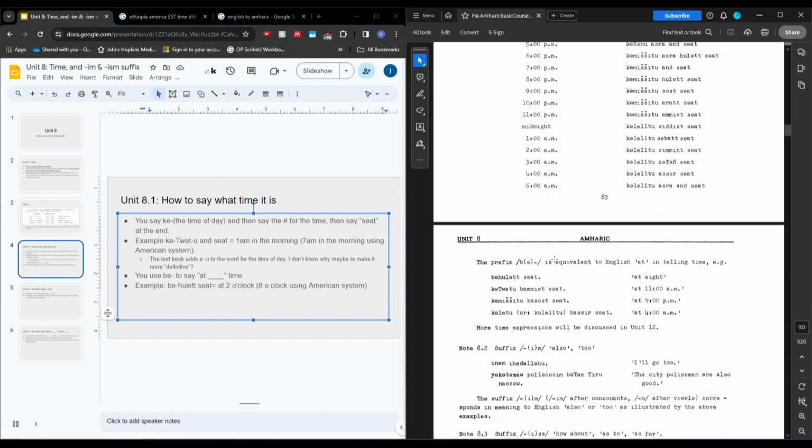There's another way to show time, and it's by using this be prefix, and it means at. I use this way more than this ke prefix system, but I think the ke makes it more specific.